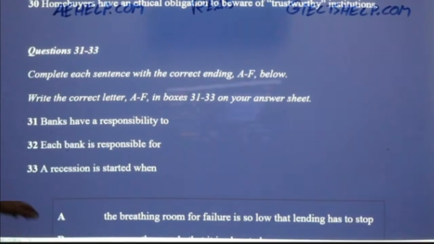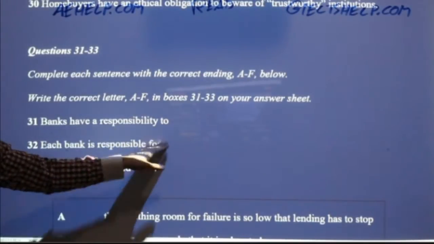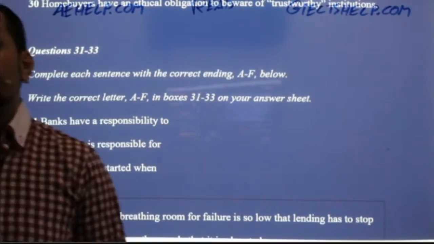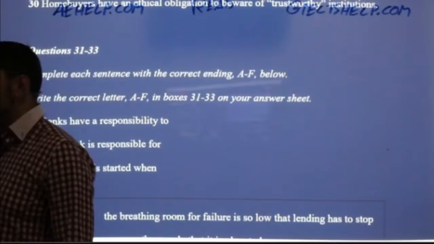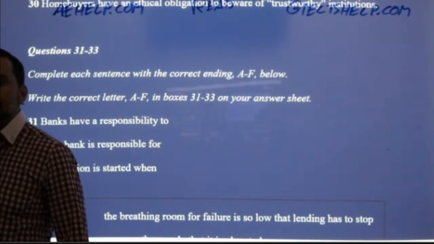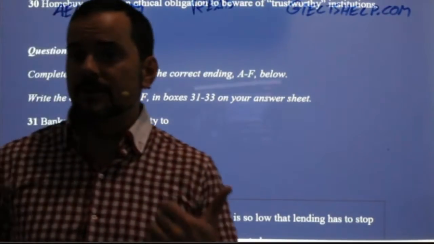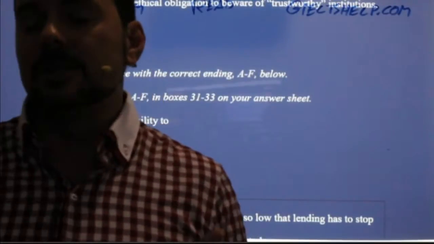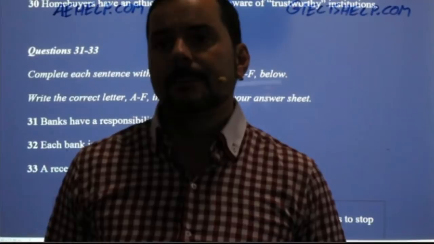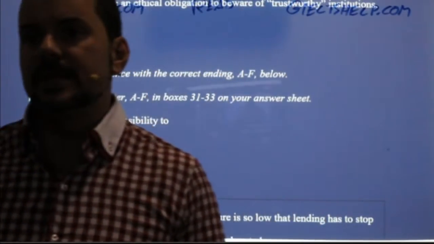So here, number 31, banks have a responsibility to. What do banks have a responsibility to? From reading the passage, what do we have? Okay. Carolina says to protect their customers. That's one. I remember that. So they have a responsibility to protect their customers. What else? Kawal says check customer info. Yeah, kind of. So OS says protect the customers.